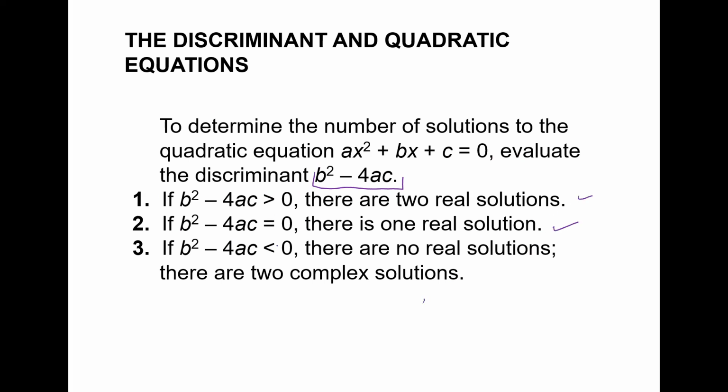And if it's less than 0, there's going to be no real solutions, but there are going to be two complex solutions. So it's going to be maybe a plus bi over c or something like that. It's going to give you two of these, so plus or minus. And again, these a, b's, and c's here don't represent the a, b's, and c's up here. These are just letters I'm using to show you that there's going to be two complex solutions.